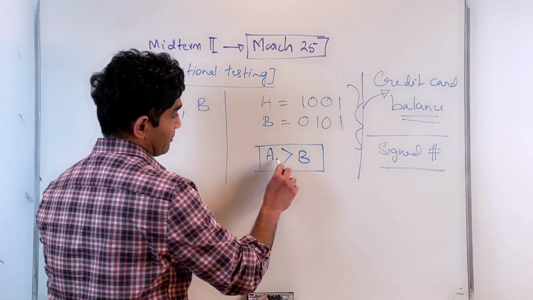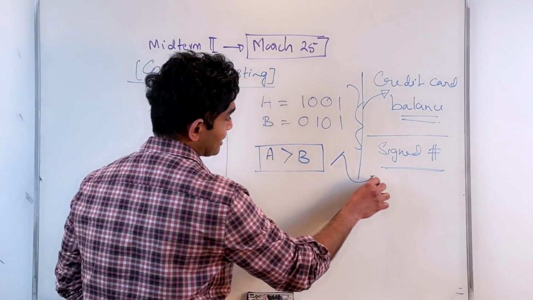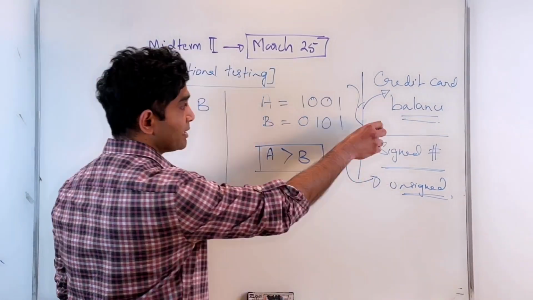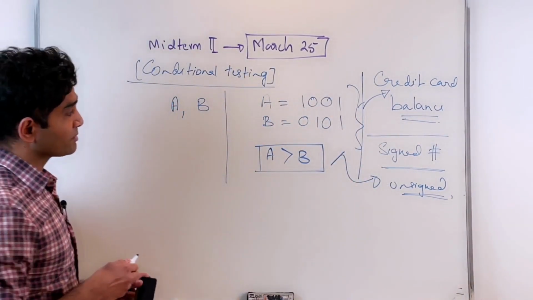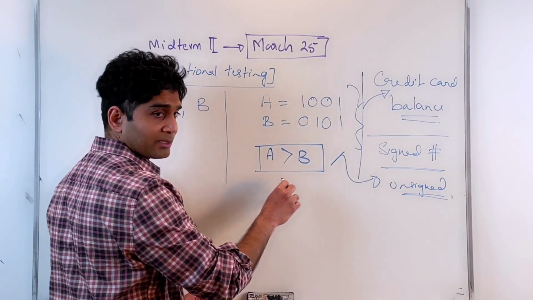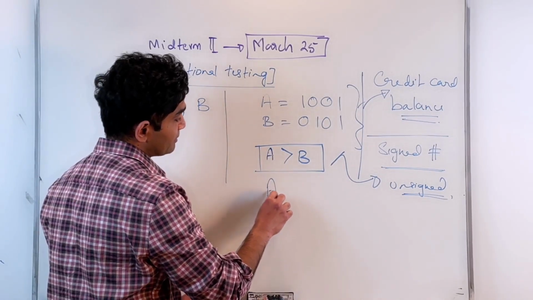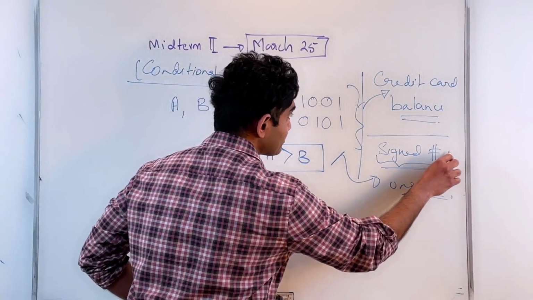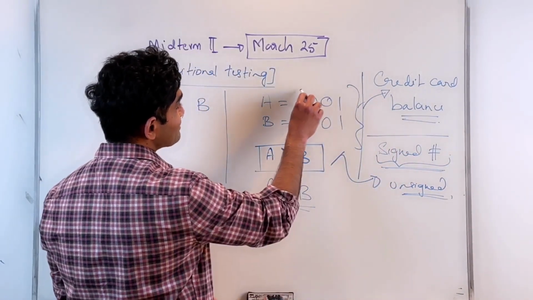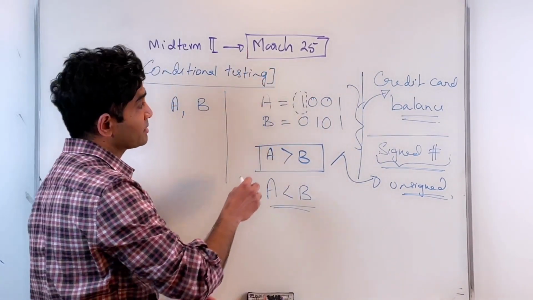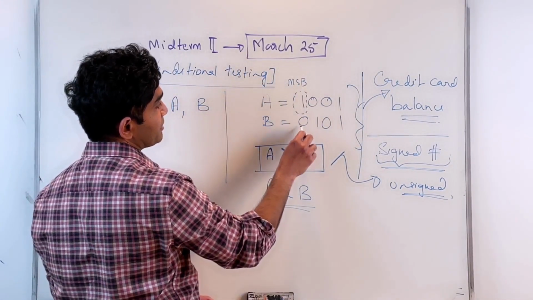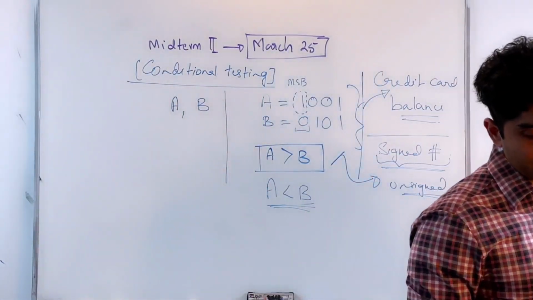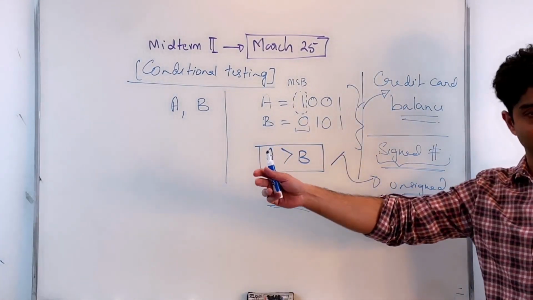In this case, A is larger than B, and this holds for unsigned numbers. For the same set of numbers, this holds for unsigned numbers. However, when I'm considering these as signed numbers, my interpretation changes, and A is less than B because now I'm looking at them as signed numbers. My A is negative because I'm looking at the most significant bit. A is negative, B is positive, so obviously A is less than B. So the way I interpret these numbers changes the outcome, as you can see here.